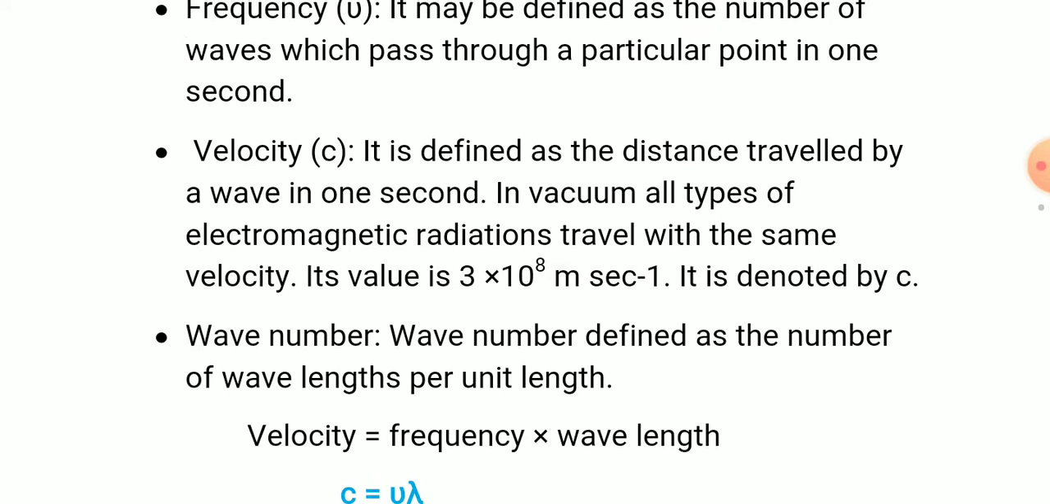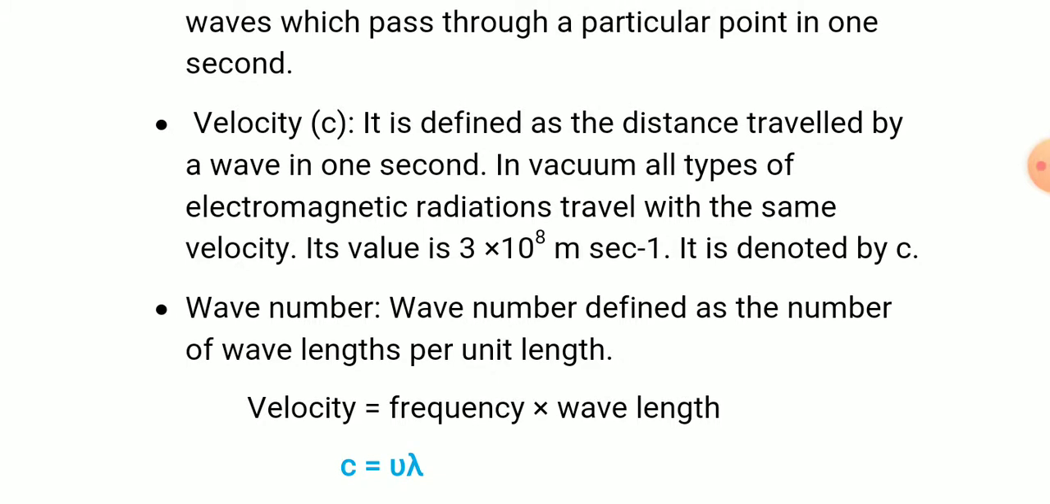Now let's see the next characteristic of electromagnetic radiation, which is wave number. What is wave number? It is denoted by nu bar. Frequency is denoted by nu, while wave number is denoted by nu bar. Wave number is defined as the number of wavelengths per unit length of the wave. And the relation between the velocity, frequency, and wavelength of electromagnetic radiation is: velocity is equal to frequency into wavelength.